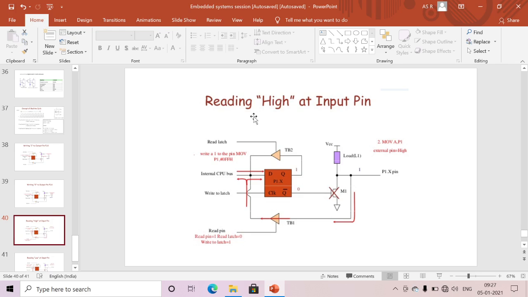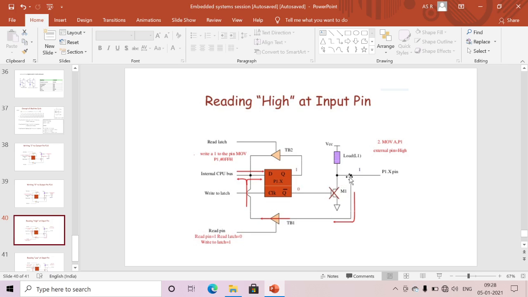The next one, reading high at the input pin. For the reading purpose, we can use these tri-state buffers. TB1 and TB2 are tri-state buffers. We are not discussing the writing applications here. We are mainly using this for reading applications. For example, in this tri-state buffer, in a similar way I am writing 1 to this pin, and I will get 1 at the output. Here I am always giving 1 to the latch, so that its complement is 0 and my switch is open.